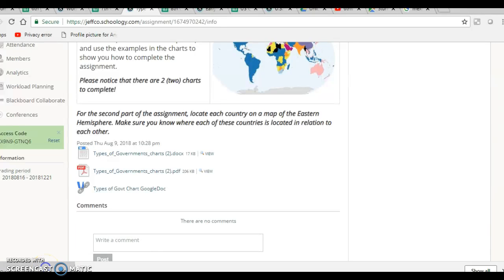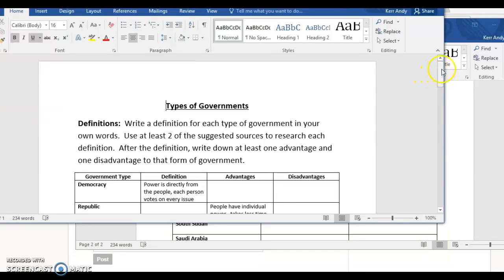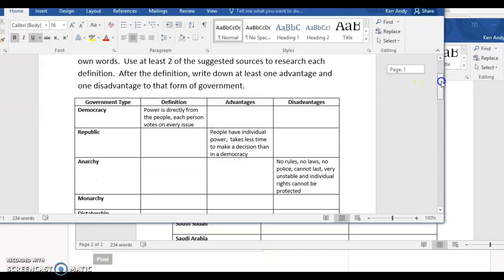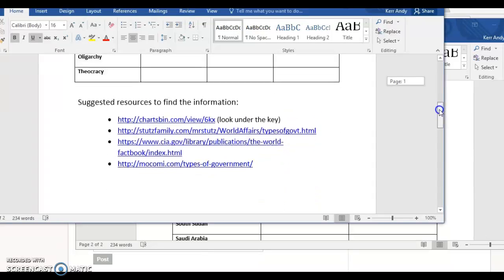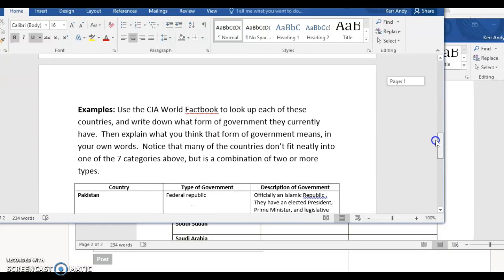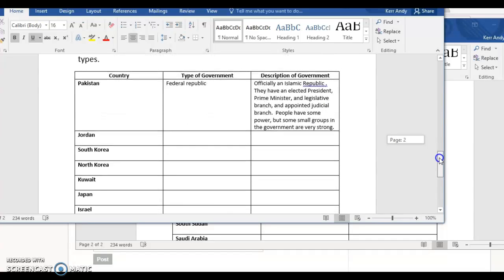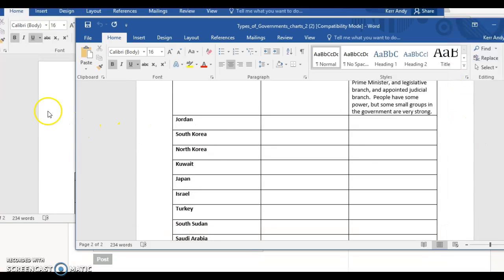Open this up for you. See that there are actually 2 charts. Kind of hard to see like that. So this is the first one where you're going to be talking about the different types of governments, and then the definition, advantages, and disadvantages for each of them. And then here are some suggested sources of information for you to complete that chart, and also this chart where you have different countries. You're going to tell what type of government they have and then give a description of that type of government. So these are your 2 charts to complete for this week.